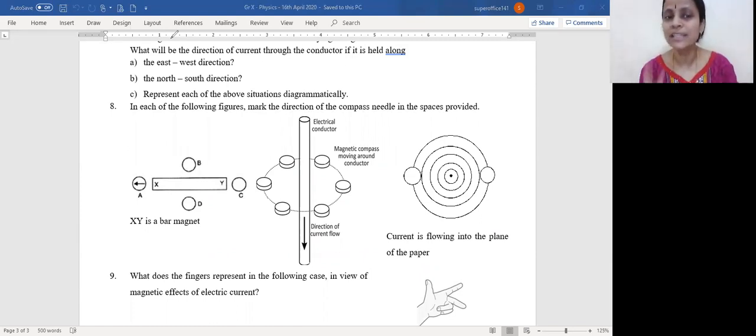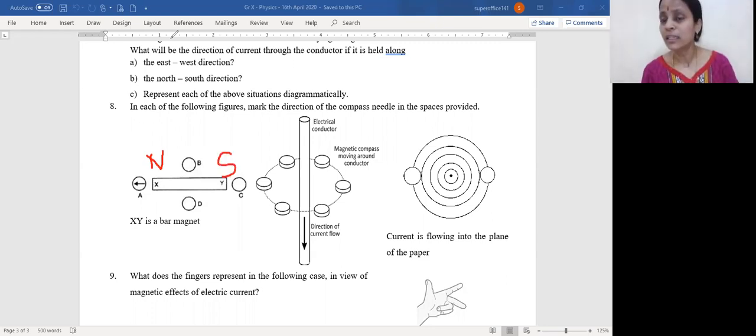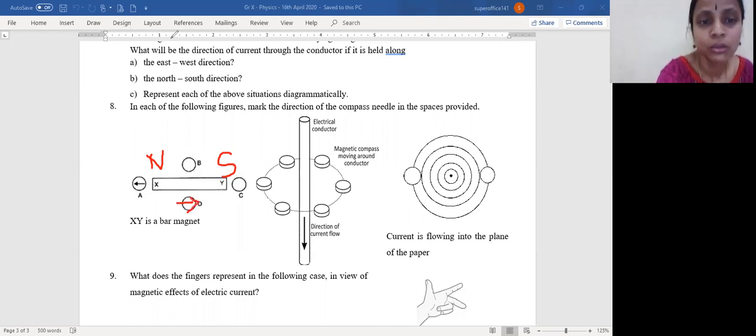That means obviously X has to be north pole. That is when it would have repelled the north pole. So this is north and this is south. So obviously the magnetic needle will always seek the south pole. So the needle direction will be given like this. This is how you should have drawn in your papers.